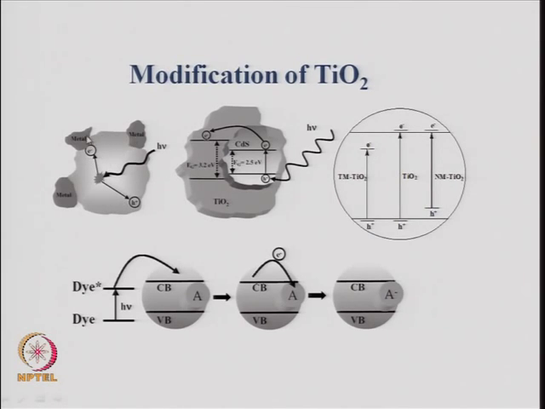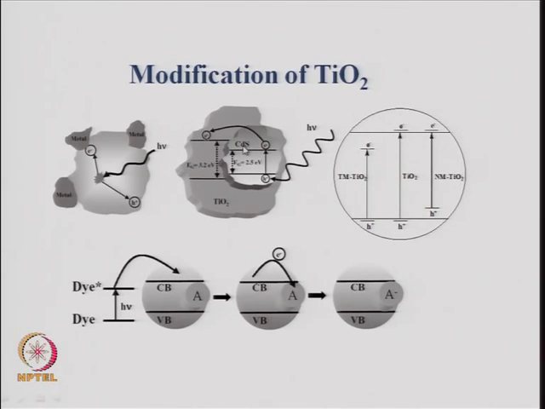And because of this metal dopant, the electron has a tendency to go to the metal, and the metal is a good conductor, and then it removes the electron. So, the electron and hole are separated. So, both the properties, generation of the electron and hole pair and transport of the electron and hole away from each other such that they do not recombine, are met, which makes this metal doped TiO2 good for photocatalysis.